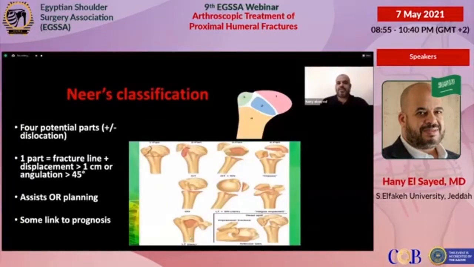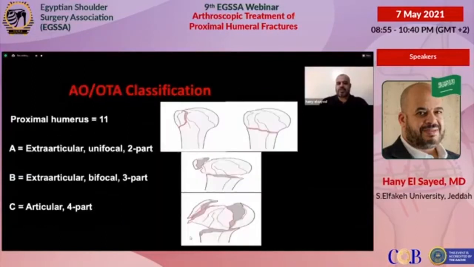Neer classification is one of the important classifications of fractures of the proximal humerus. He classifies a fracture into 1 part, 2 part, 3 part, 4 part, and valgus impaction. Each part means a fracture line with displacement of more than 1 centimeter and angulation of about 45 degrees. This classification helps us with decision making for fixation or arthroplasty.